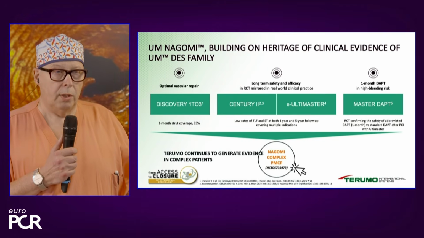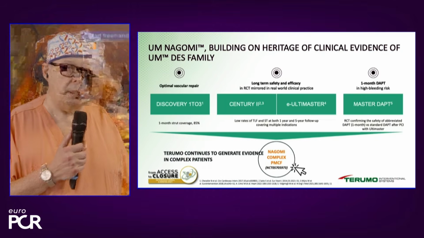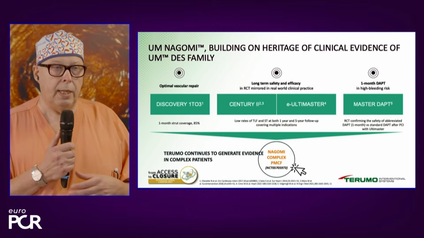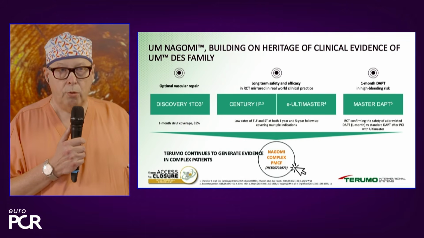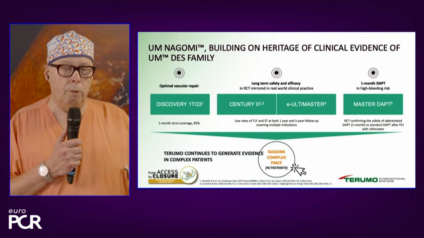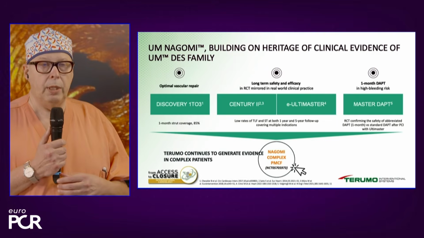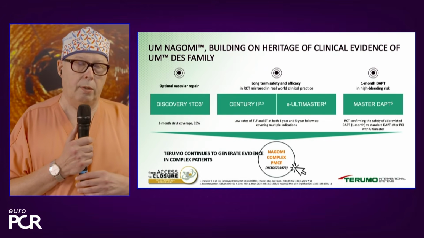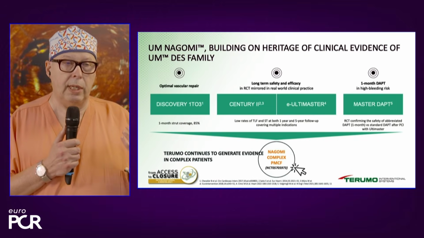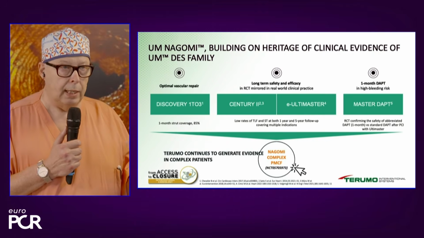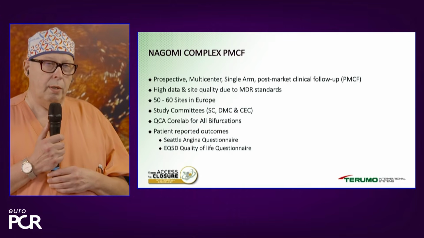Yes, I think significant and large evidence has been built on the Ultimaster trials, from DISCOVERY 1-2-3, which is about vascular repair, to CENTURY II, which is a head-to-head comparison, Ultimaster, a very huge worldwide registry, and MASTER DAPT regarding the capability to do very short DAPT in high bleeding risk. So in this heritage, we have to go now to the next step, which is the Nagomi Complex trial. And I think we'll discuss that in the next minute.